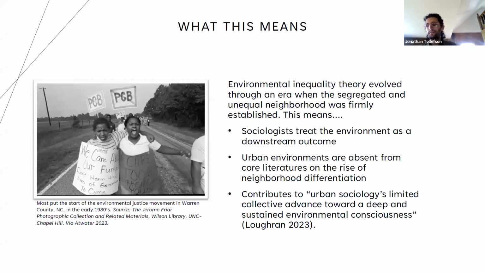This means that urban environments are really siloed from the dominant explanations for the rise of neighborhood differentiation. And that contributes to what Kevin Loughran called urban sociology's limited collective advance toward a deep and sustained environmental consciousness. And we've really been unable to deal with this presentist theoretical problem because we don't have the data to do so.